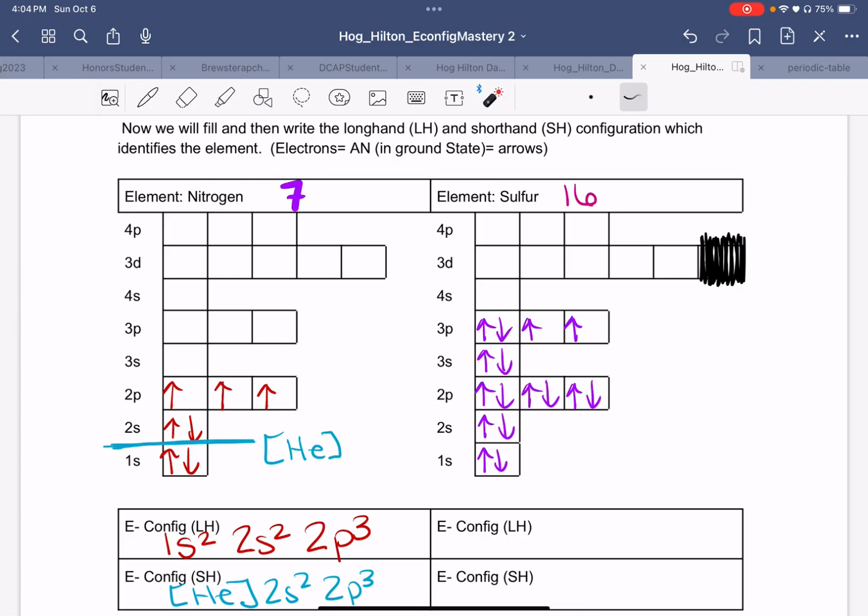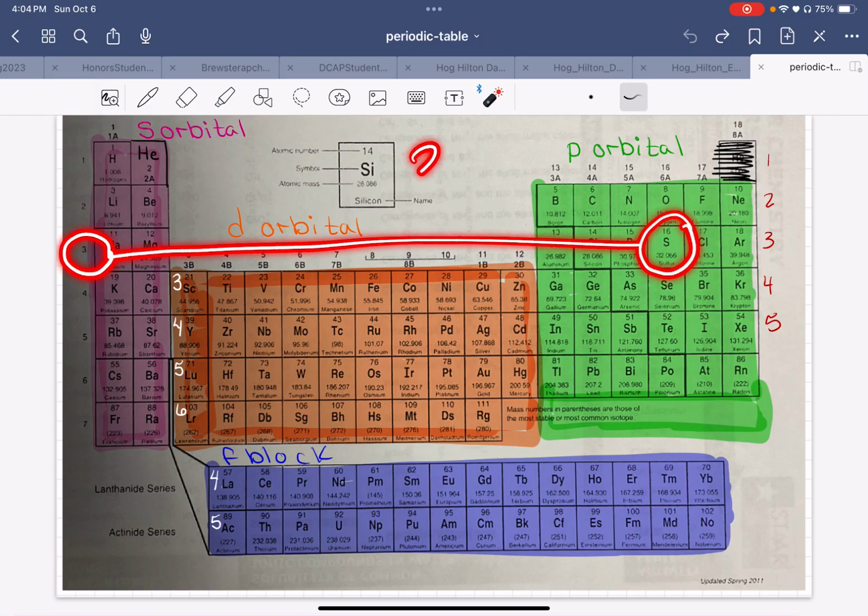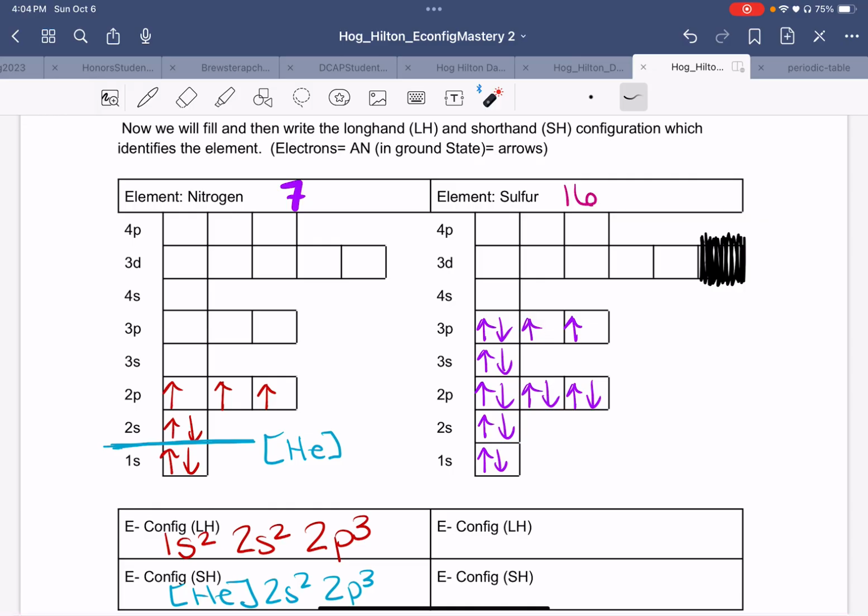All right, how do we know we're right? This one is 3p4. Well, here's sulfur. Row 3, P block, 1, 2, 3, 4. That's where I'm supposed to end at. And that's where I did, 3p4. Let's write our longhand. We're writing everything. 1s2, then 2s2, 2p6, 3s2. Remember, I'm just counting up electrons, or arrows, 3p4.